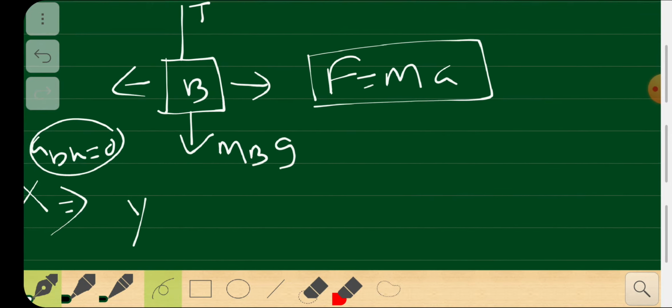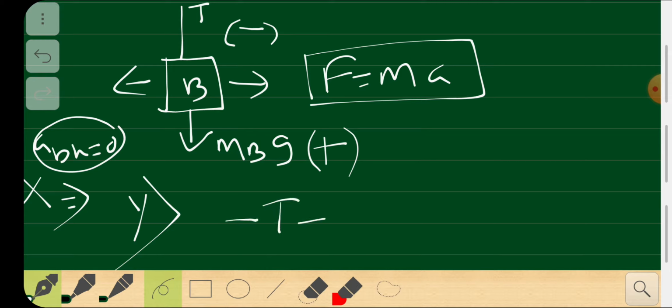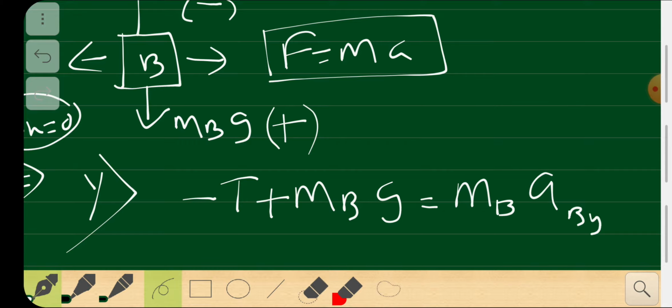But now in the y-axis you can see there is a tension going up, which is negative. What goes up is negative, and what goes down is positive. So mbg, which is a gravitational force, is acting downwards, which is positive. So in the y-axis you can say minus T plus mbg must be equal to the mass of the block times the acceleration of the block in y.